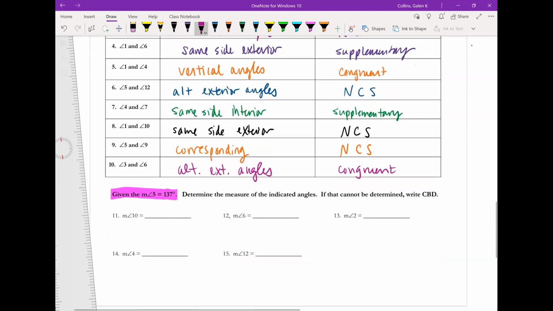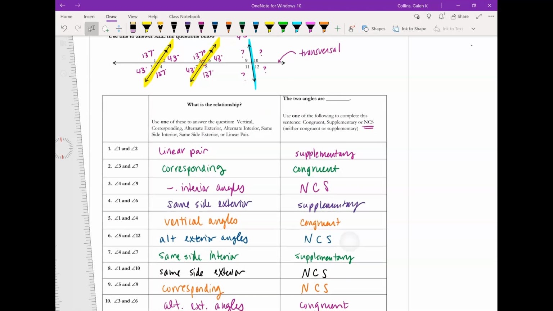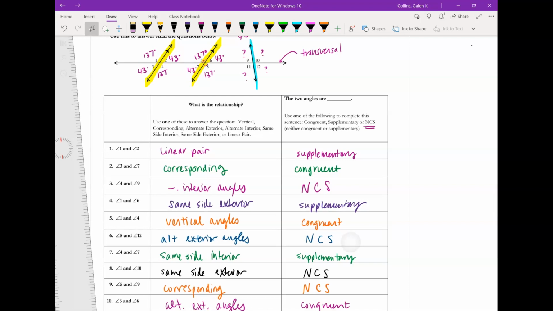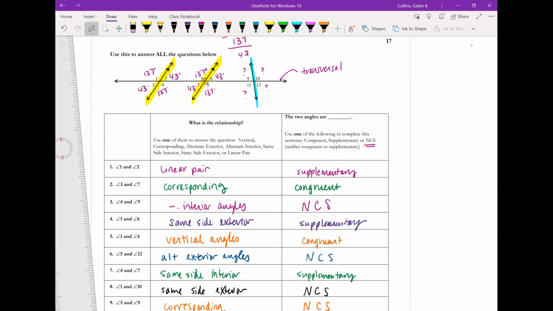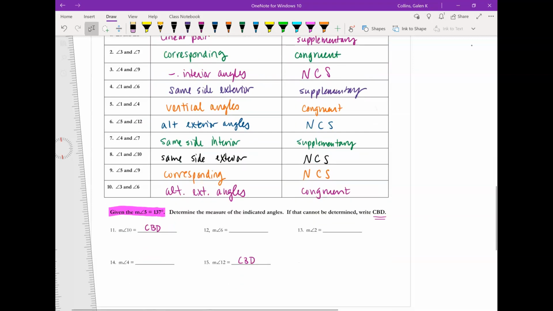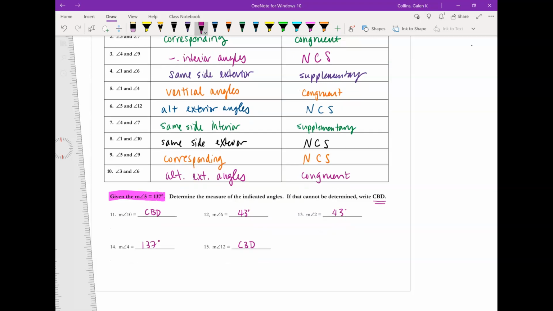All right, so coming down here, we're asked for the measures of 10, 4, 6, 12, and 2. So I'm going to see if I can zoom out a little. So 10 and 12, we cannot determine. So down here, it says if they cannot be determined, write CBD. I'm going to write that for 10 and for 12. 2, 4, and 6, though, are going to be on the lines that are parallel. So 2 and 6 are both 43 degrees. 4 is 137. All right, that's it.